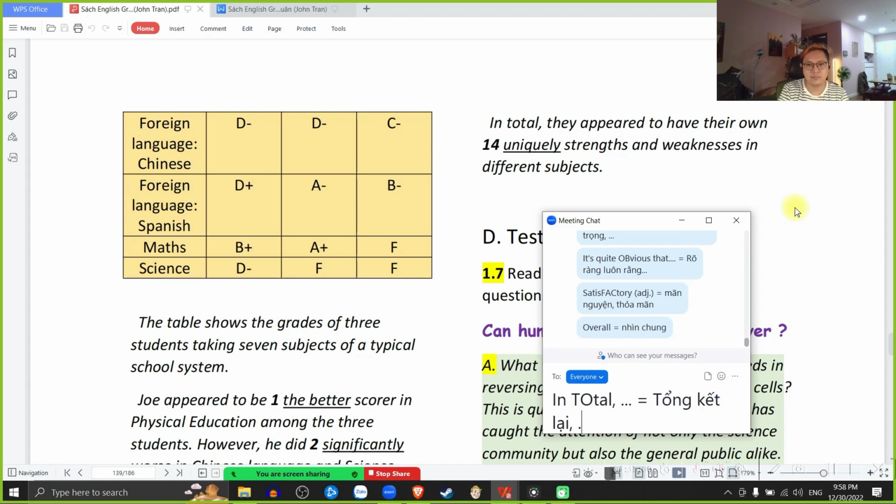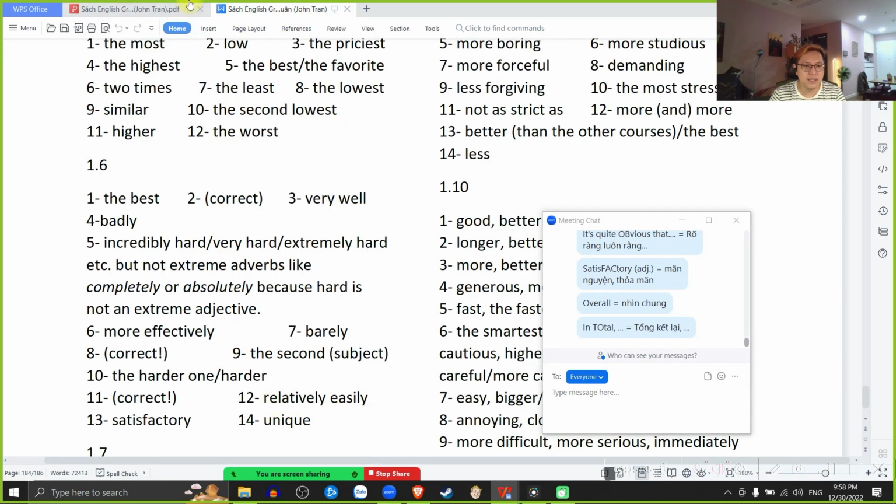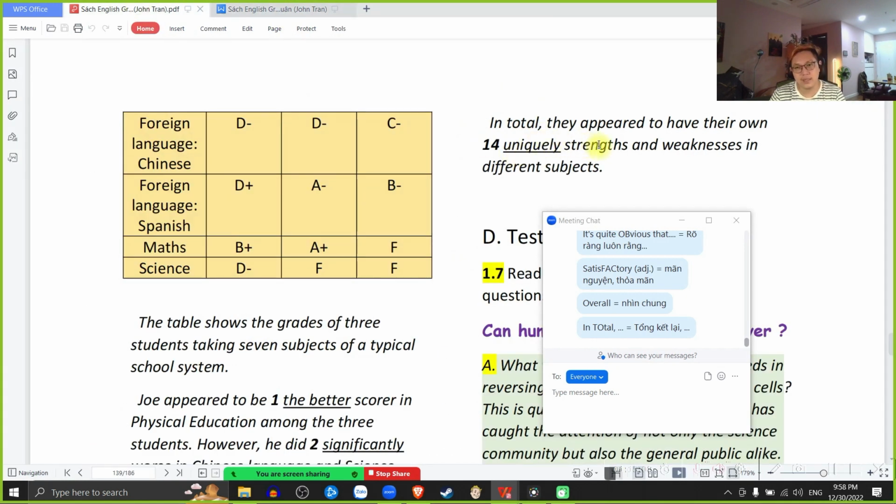Tổng kết lại. They appear to have their own unique strengths and weaknesses. Because this is an adjective to give information about the noun strengths and weaknesses, you know. Dùng tính từ bổ nghĩa cho cái danh từ strength và weaknesses này cho nên phải là unique. They appear to have their own unique strengths and weaknesses in different subjects. Nhìn chung họ có vẻ như có những cái điểm mạnh và điểm yếu rất là đặc trưng ở những môn học khác nhau. Okay, do you understand this one?